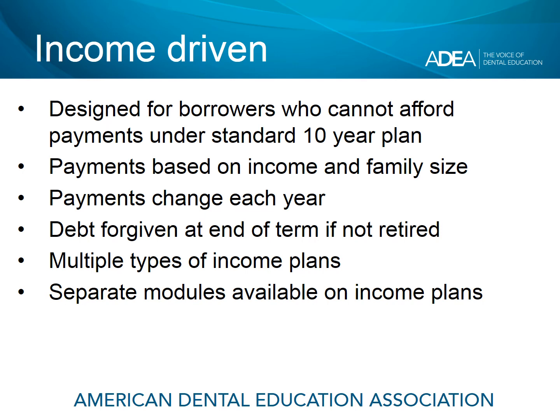A unique provision we get into in the repayment modules that we have on the income plans is that any debt remaining at the end of the term, if you've not retired the debt, anything that's left at the end of the 20-year term with Pay As You Earn or the 25-year term with Revised Pay As You Earn, that debt is forgiven, but the amount forgiven is subject to tax under current tax law. There are multiple types of income plans, and on the separate modules we have on this site, we will help you determine which is the best income plan for you if you do need an income plan.